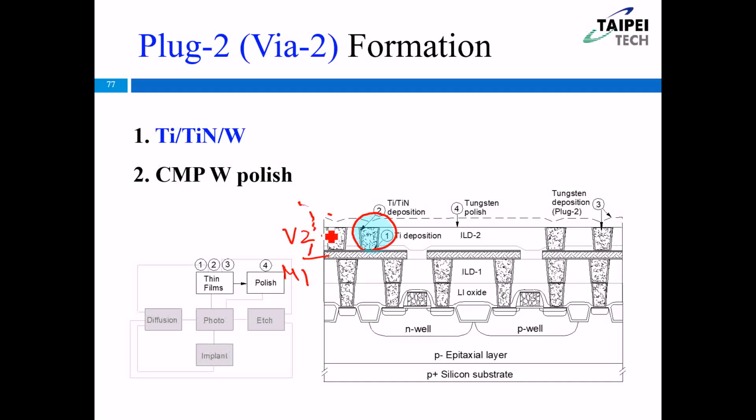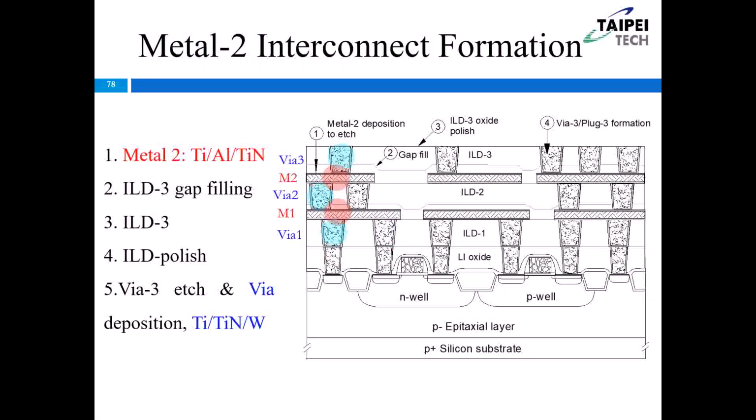So the next thing we are going to fabricate is the M2. Also, you can see the sequence here. Blue one is the VR, so the VR1 and the metal one, followed by VR2, M2, and the VR3. So M2 is just like the M1, the same process flow.